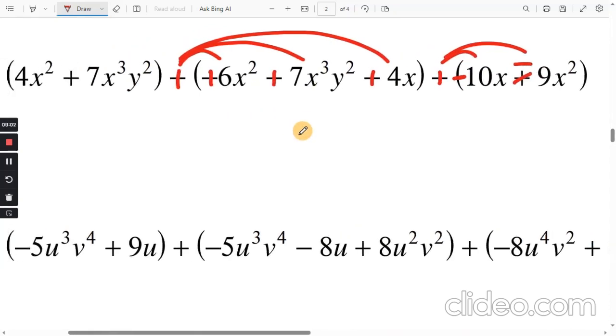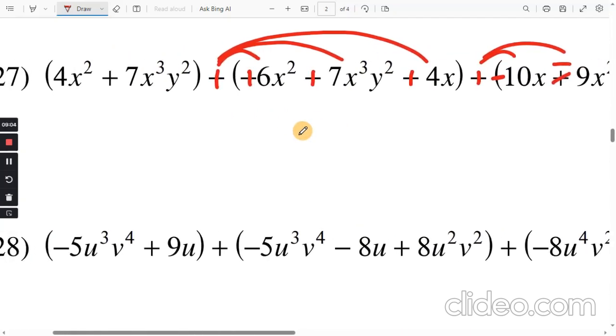All right, now let's line them up. Here I have x squared, here I have x squared. Positive 6x squared, I'll write it underneath. Okay, here we have x to the third y squared. Here we have x to the third y squared. So I'm going to take this 7x to the third y squared, and put it right underneath.